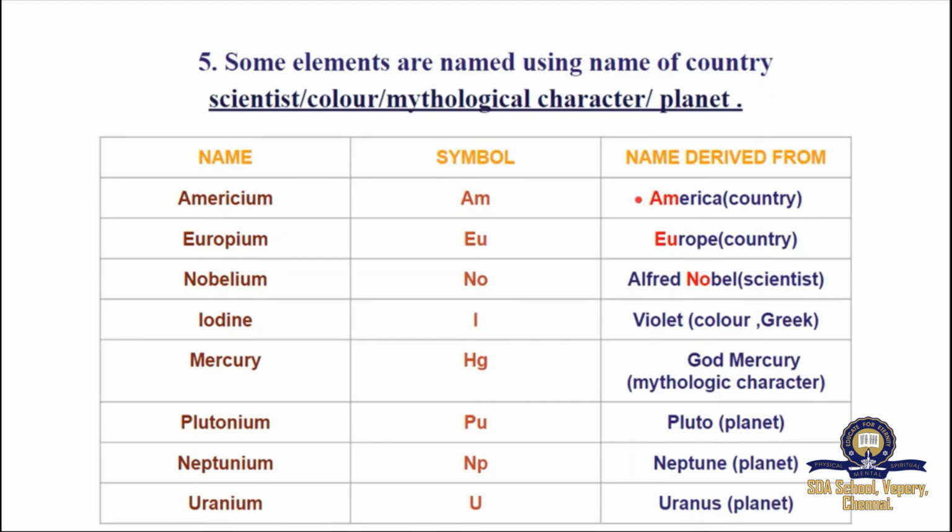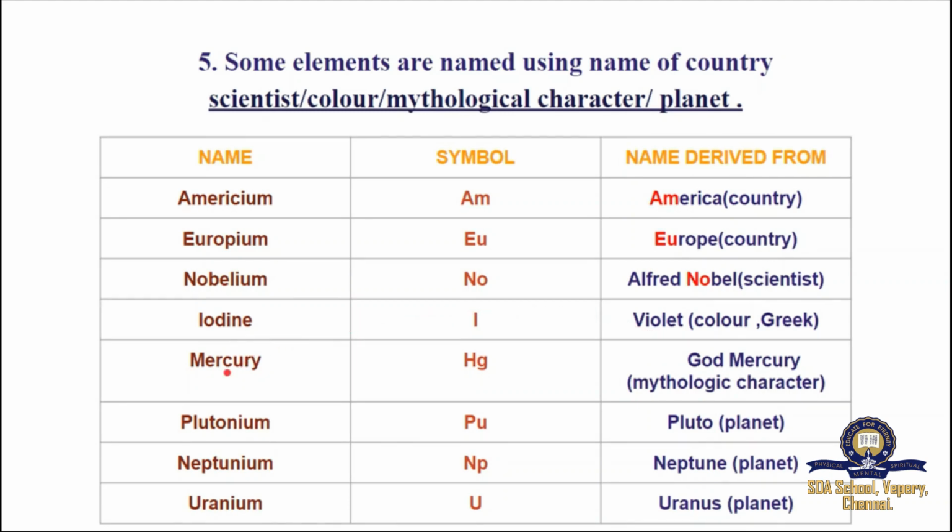America is a country, right? For the name europium, the symbol is Eu and the name is derived from Europe. It is also a country. And for the name nobelium, the symbol is No and the name is derived from Alfred Nobel. It is a scientist's name. For the name iodine, the symbol is I and the name is derived from violet. Violet is a color name as well as a Greek name.